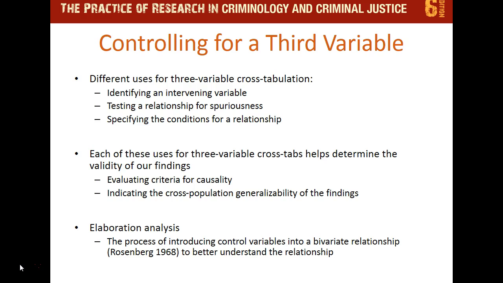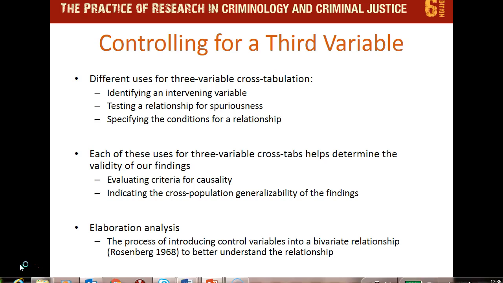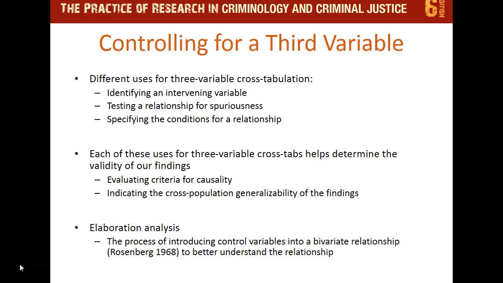There are different uses for 3-variable cross-tabulation. Again, you're identifying an intervening variable, you're testing a relationship for spuriousness, and you're specifying the conditions for a relationship. Each of these uses for the 3-variable crosstabs helps determine the variability of our findings. And remember, that's really what we're looking at whenever we're doing our statistical analysis. We want the variability to be low so that it's more statistically significant.